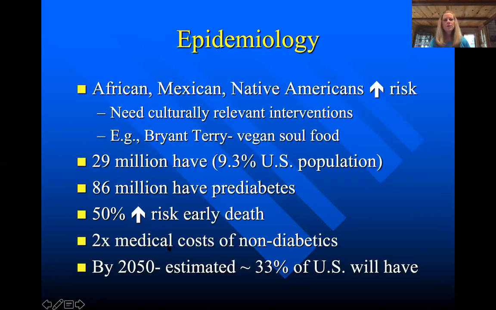So from an epidemiological perspective, we tend to see quite a few minority groups in the United States at heightened risk. So African American, Mexican American, and Native American groups are going to be at higher risk for that, which kind of begs the need for relevant interventions.